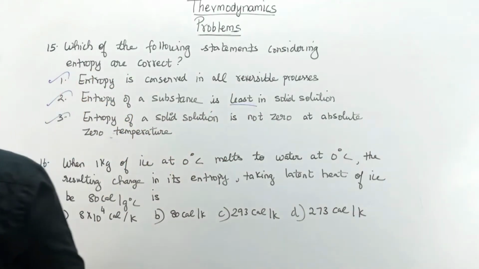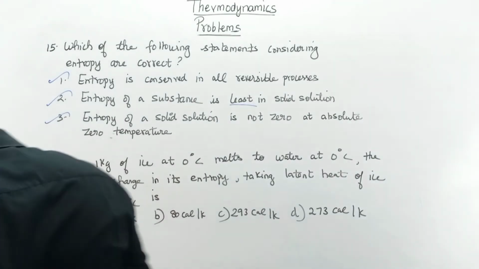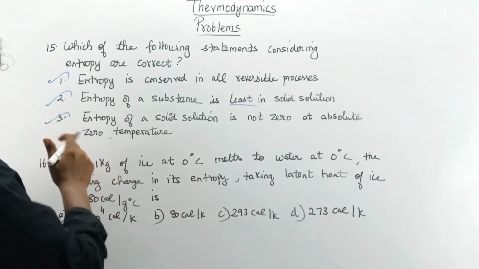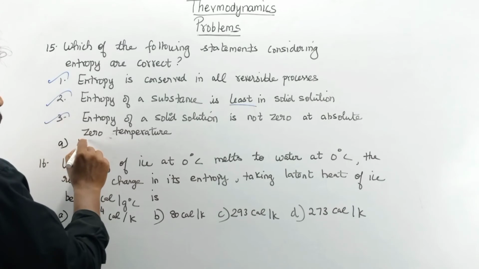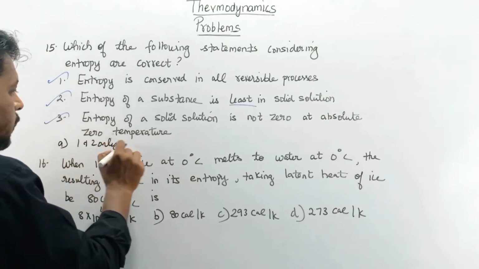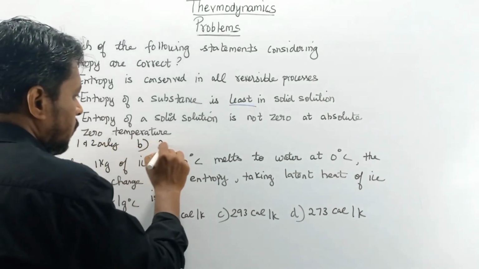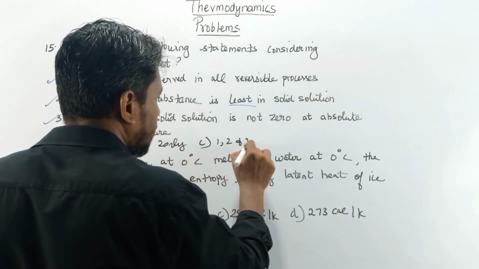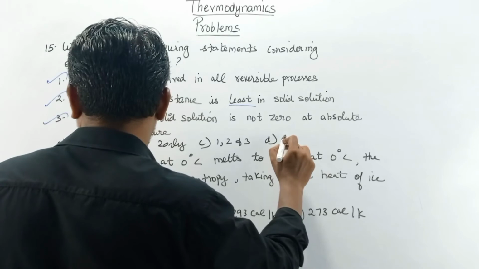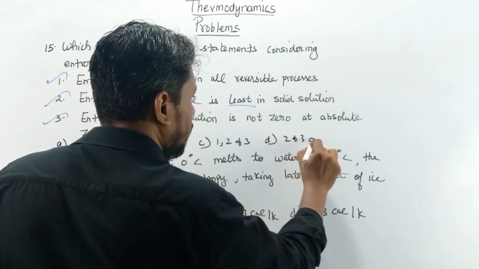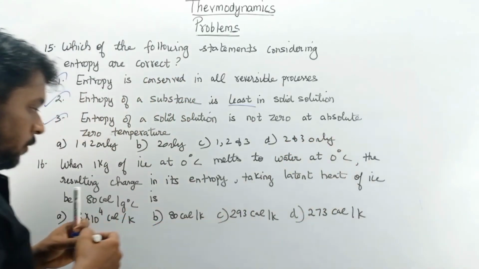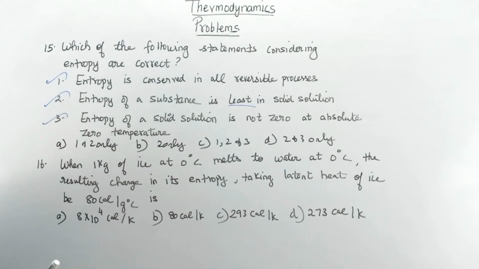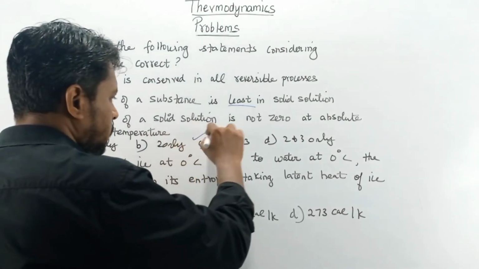Oh, I forgot to write the options. The options are: A, 1 and 2 only; B, 2 only; C, 1, 2 and 3; and option D, 2 and 3 only. From this we can see that option C is the right answer. All three are correct.